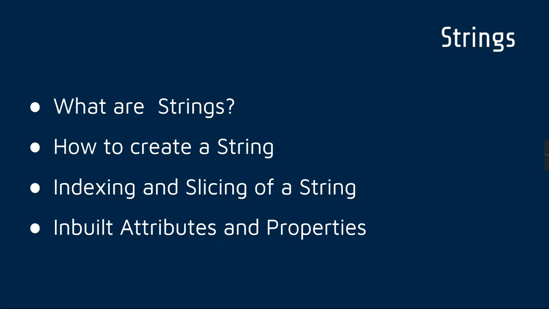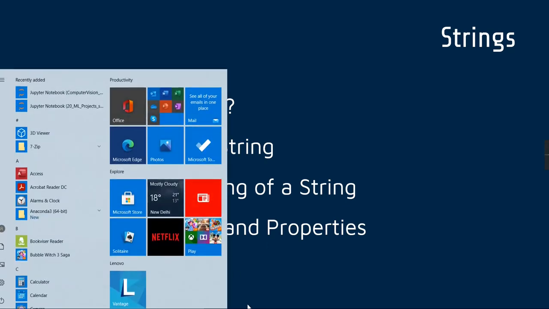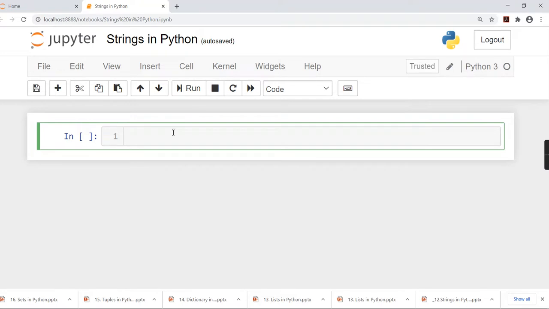So in this video we will look at how we can create a string, what the terms indexing and slicing mean, and what inbuilt attributes, methods and properties are available to us in Python for doing any kind of data correction or data manipulation. So let's jump to a Jupyter notebook and see how we can perform them in Python. So, switching to my Jupyter notebook.